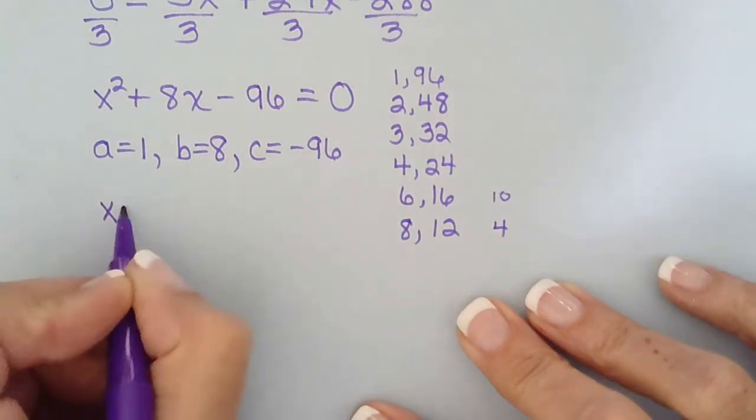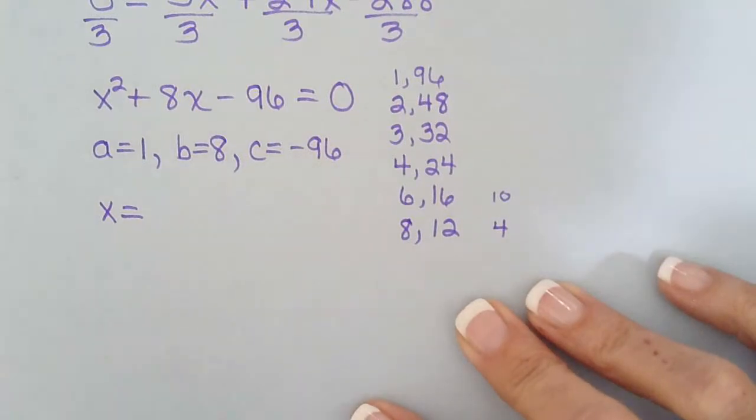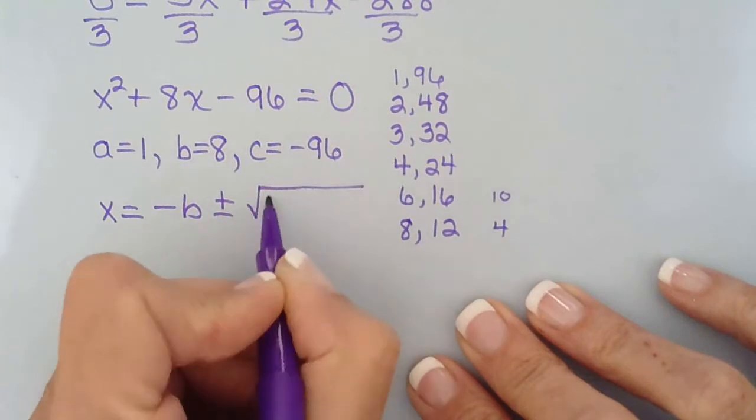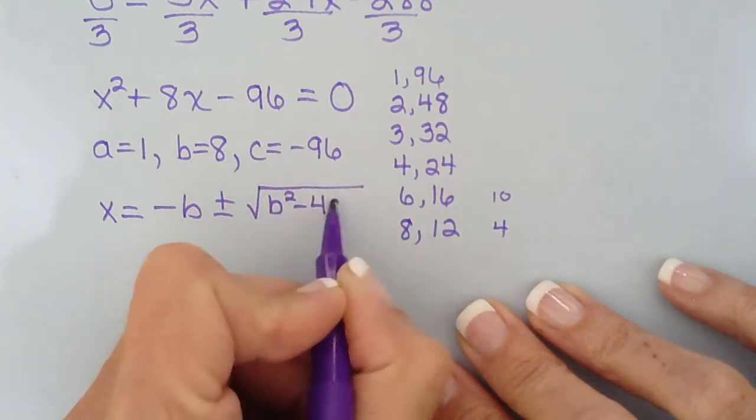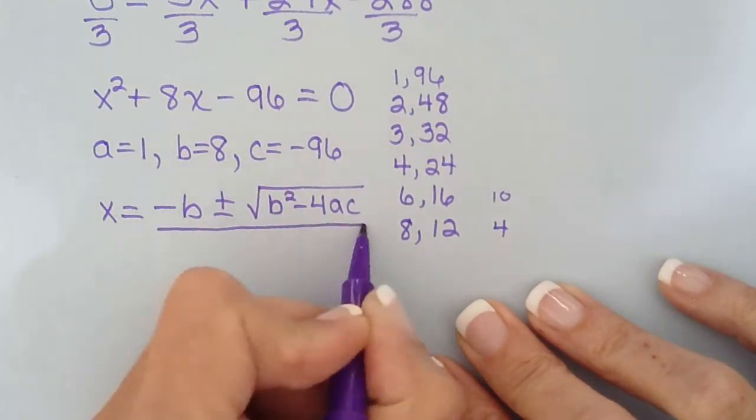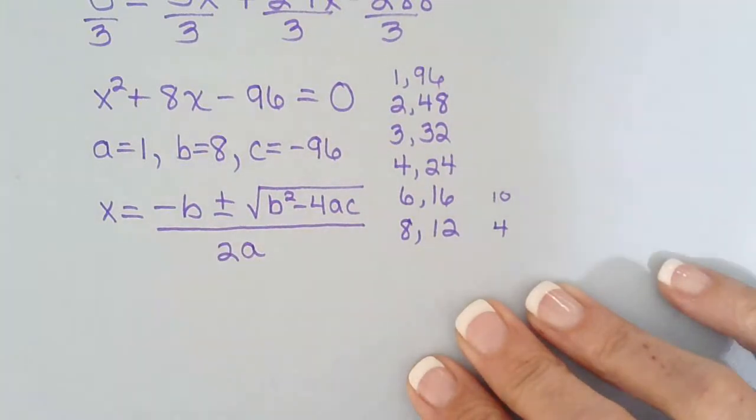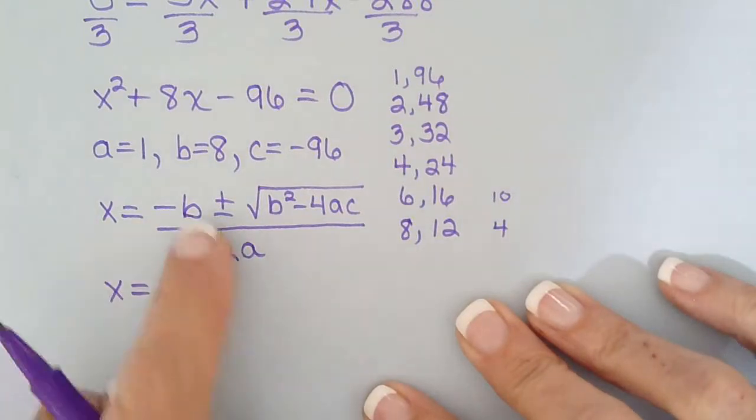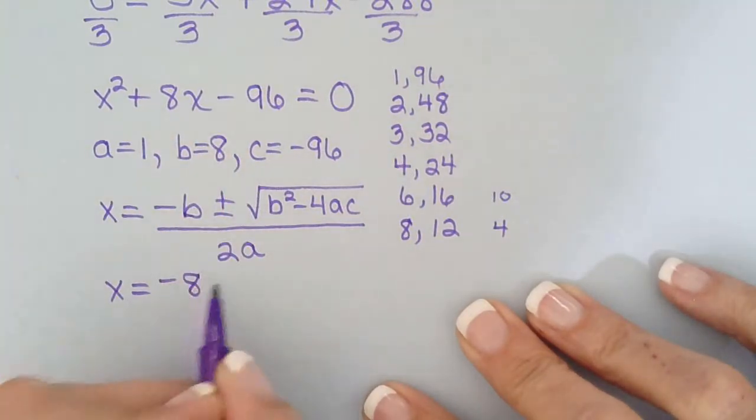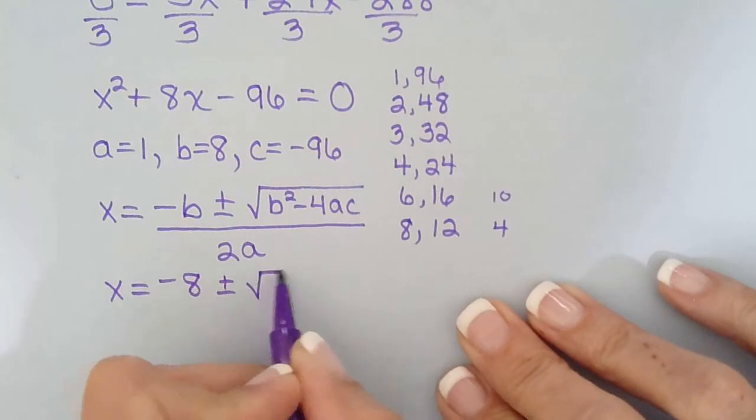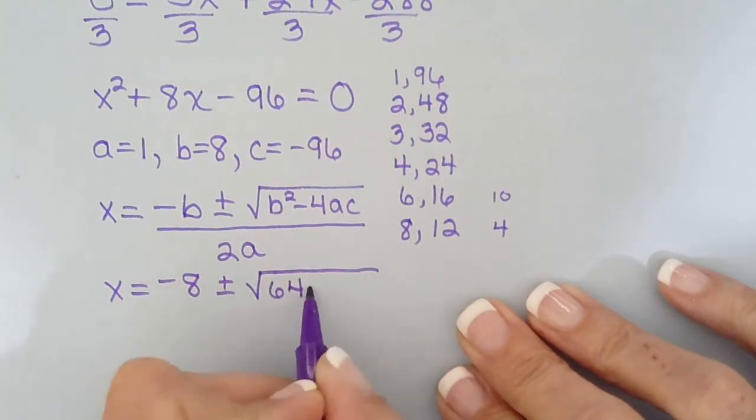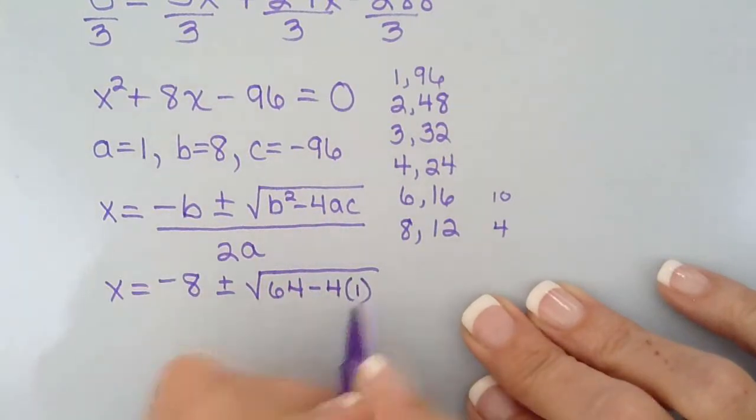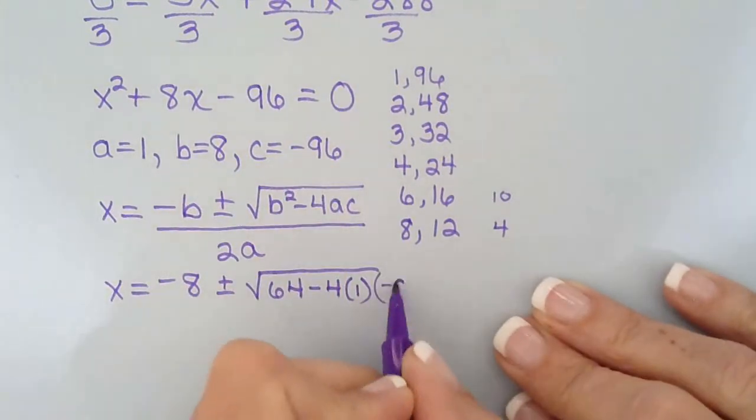So let's write it again. I think this is about the 5th time we've written it, so that's good. Opposite of B, plus or minus square root of B squared minus 4AC, all over 2A. So now we need to plug in. So x equals, opposite of b would be negative 8, plus or minus b squared would be 8 times 8, 64, minus 4 times a, which is 1, times c, which is negative 96.